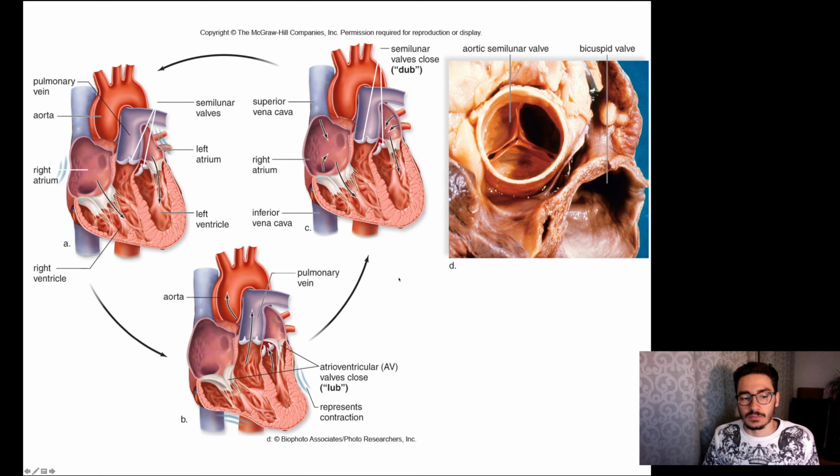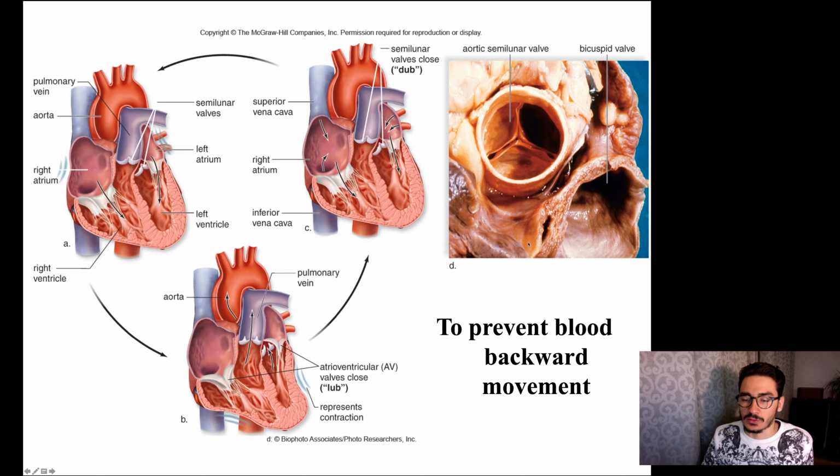In these schematic pictures, we can see how the blood flow happens in a heart, and I'm going to explain this. But first of all, let me show the different types of valves. First of all, we need to know the function of valves is to prevent the blood from flowing backward. So what does that mean?